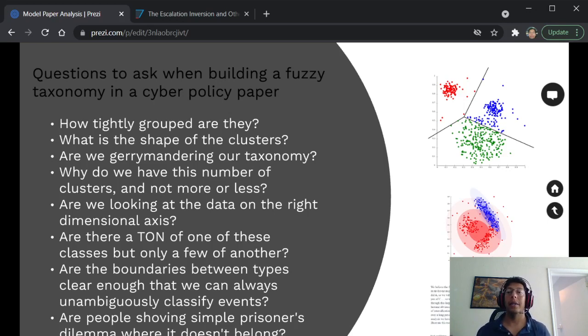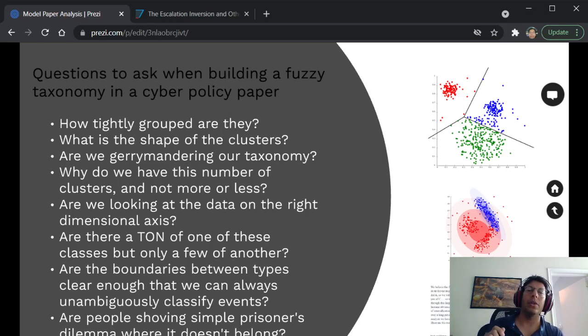Why did we choose a certain number of clusters? Why do we have 4 categories of different cyber escalatory issues instead of 5 or 3 or 1? Like, why 4? Is it just because that looks good on the table? Is that the level of support of analytics that we have? So these are questions you're asking yourself.